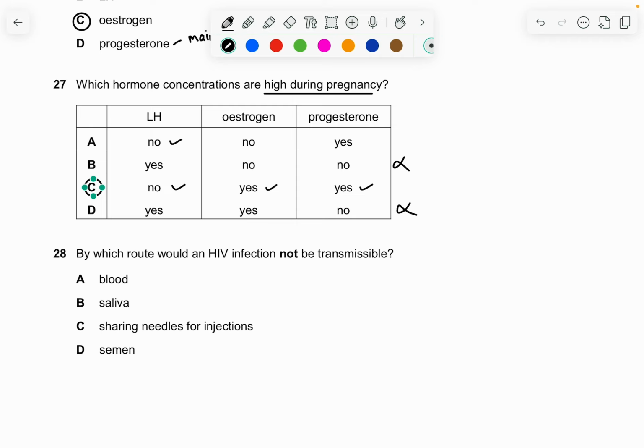It has to be by direct contact. Direct contact is usually sexual transmission, sharing of needles, blood or semen. The answer is saliva. Saliva wouldn't be transmissible in this case.